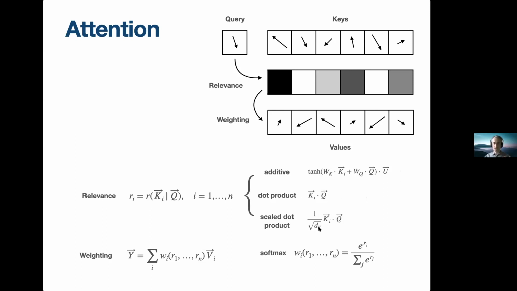They do use a slightly different version. They rescale it by the square root of d_k. This helps keep the network from blowing up. But basically, we're using cosine similarity to determine relevance here.